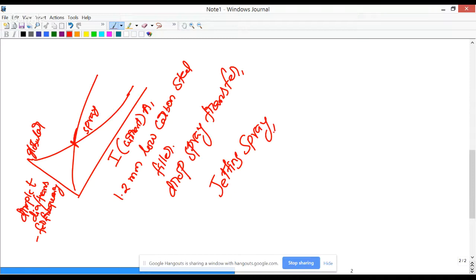This is where the current is increased several amperes higher than the spray transition current. In 1.2 mm low carbon steel, the spray transition can happen at, say, 200 amperes with continuous DC electrode straight polarity. Whereas if the current is increased to more than 300 amperes for this filler wire, you will end up getting a jetting spray. And jetting spray happens because the droplet diameter is so small that you can't distinguish a single droplet.